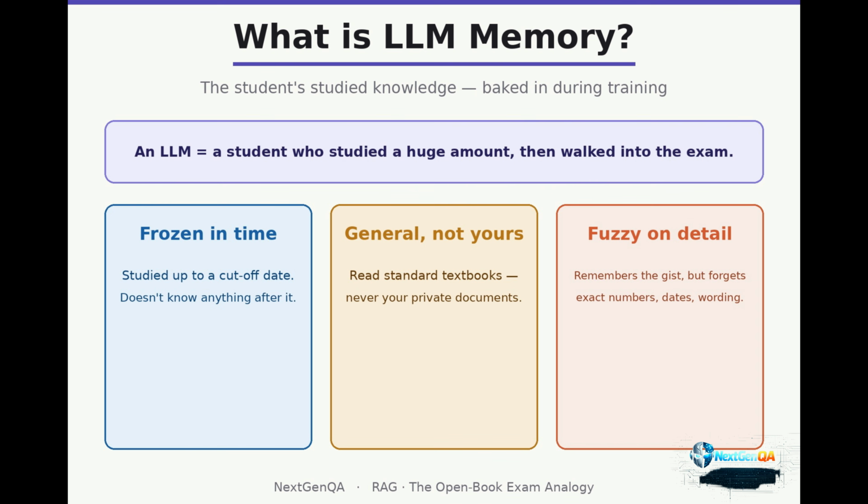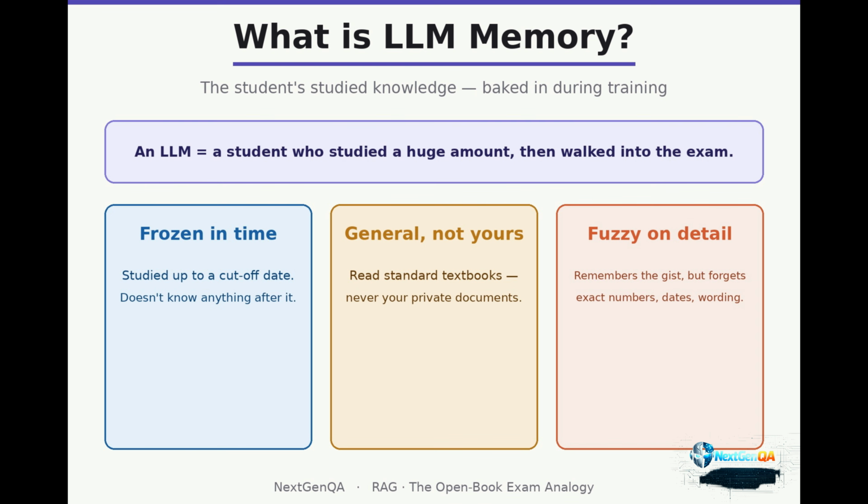What is LLM memory? Let us slow down and talk about the AI's brain. The kind of AI we are talking about, ChatGPT, Claude, Gemini, and so on, is called an LLM, a large language model. Think of it as our student Ravi. Before the exam, Ravi studied. In the same way, an LLM was trained on a huge amount of text from the internet, books, articles, a massive amount of reading. During training, patterns from all that reading get baked into the model. That baked in knowledge is the LLM's memory.